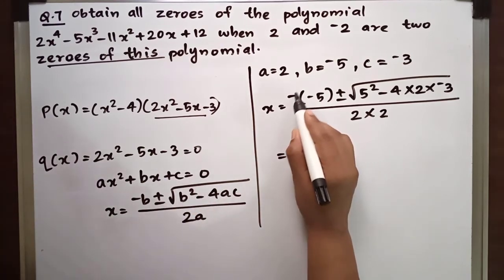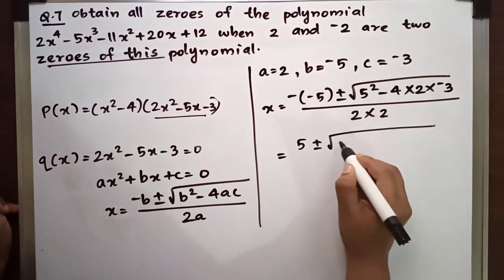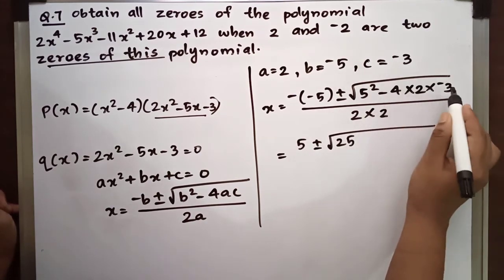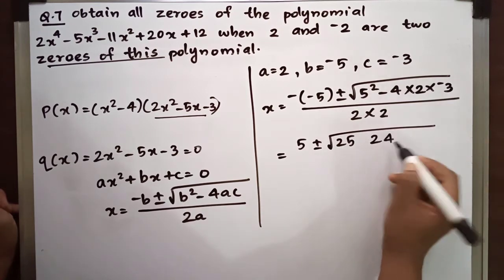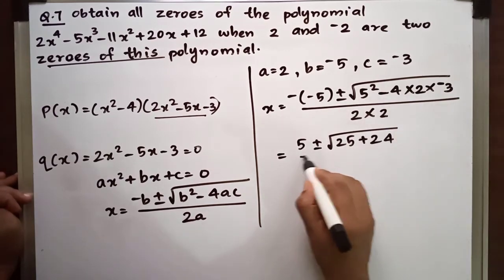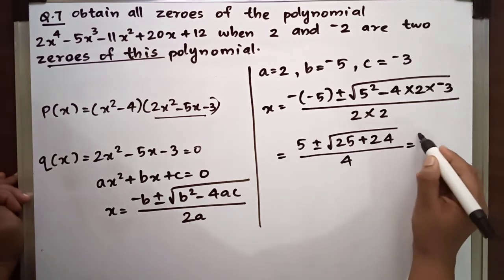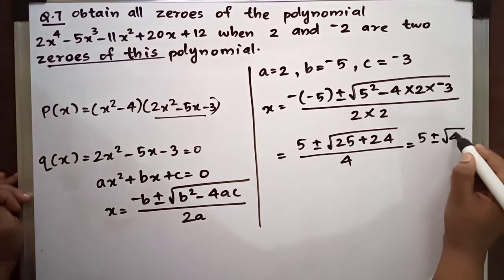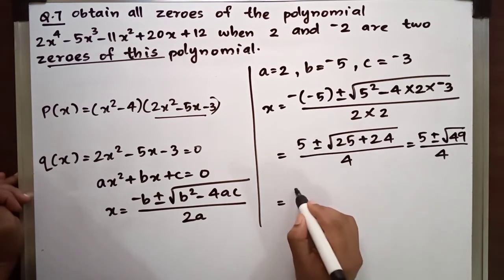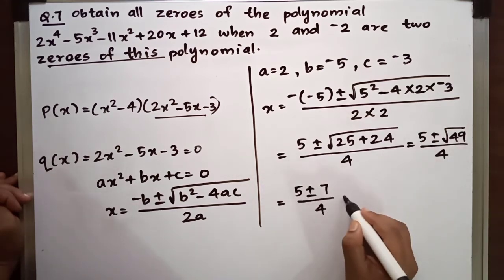Now here minus of minus is plus, so plus 5, square root of this: 5 square is 25. 4 into 2 is 8, 8 into 3 is 24. Here negative into negative is positive. Divided by 2 into 2, which is 4. This is 5 plus or minus square root of 49, since 25 plus 24 is 49, by 4. The square root of 49 is 7, right? So plus or minus 7 by 4.